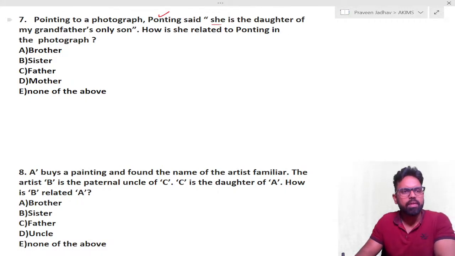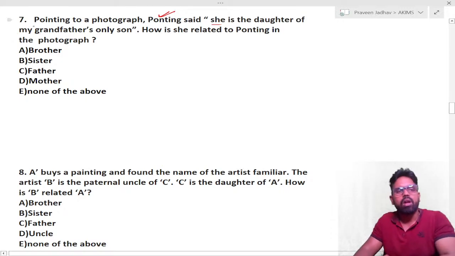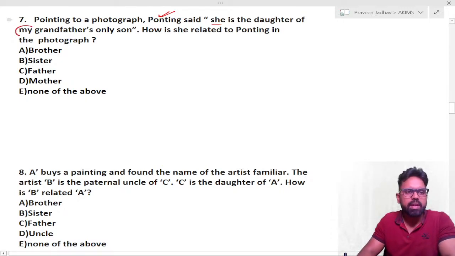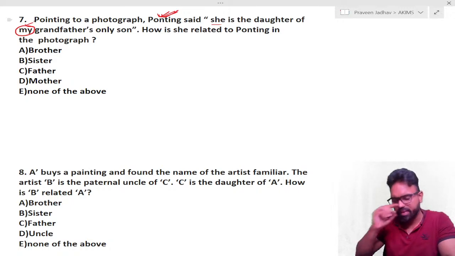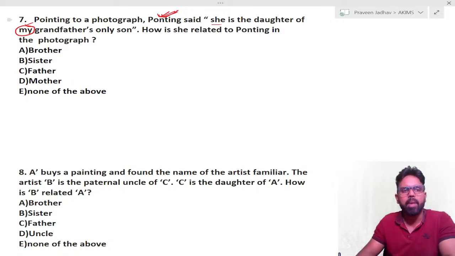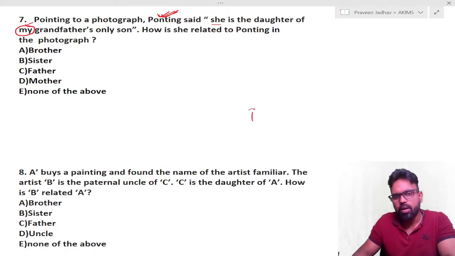What did I tell you? Always recognize the person who is talking. Who is the person who is talking? Ponting is the person who is talking. He said, she is the daughter of my grandfather's only son. Always try to find the pronoun that is replacing the person who is talking. The person who is talking is Ponting, and he is being replaced by the pronoun my. My grandfather's only son.